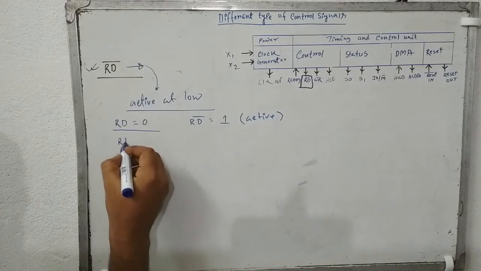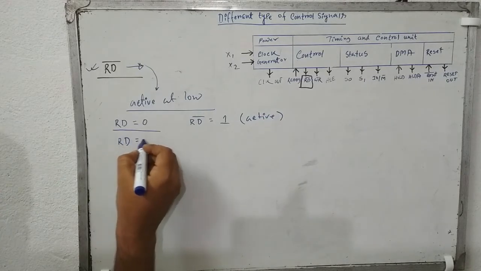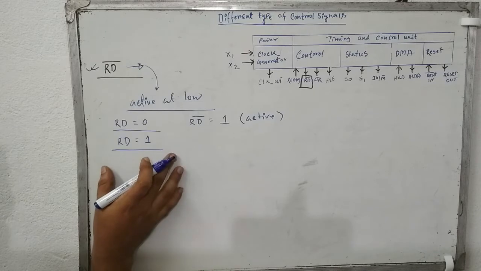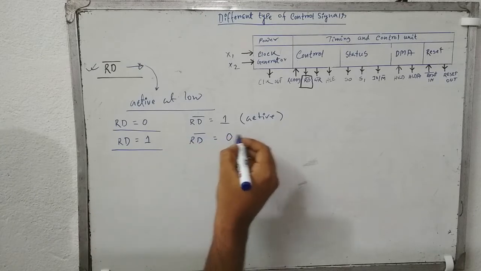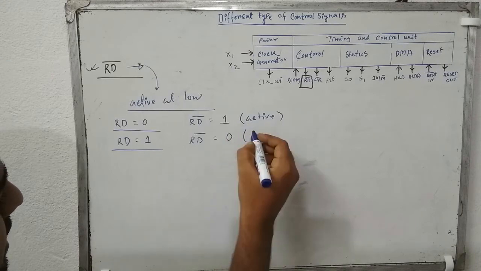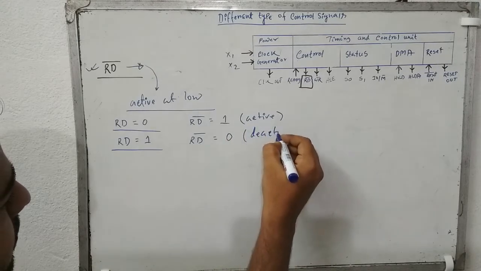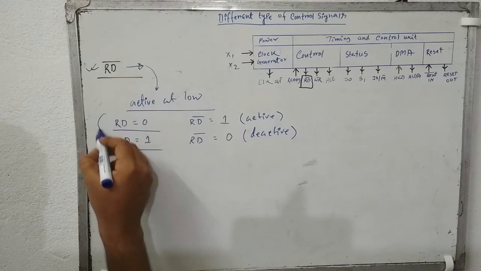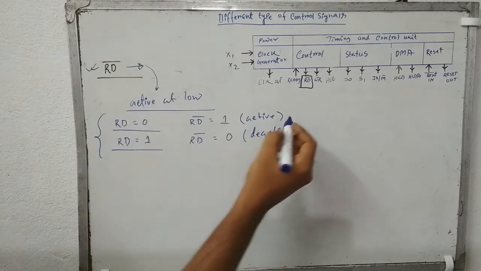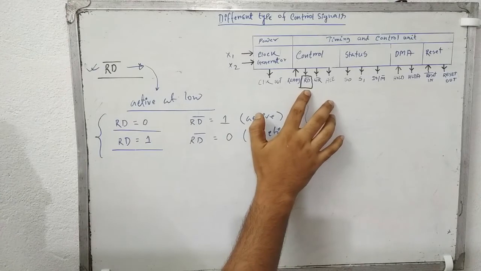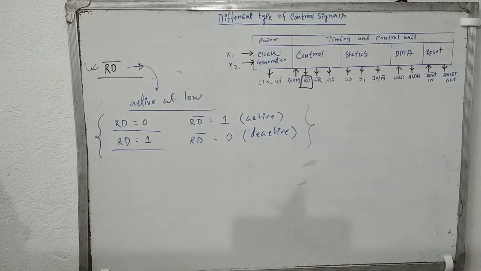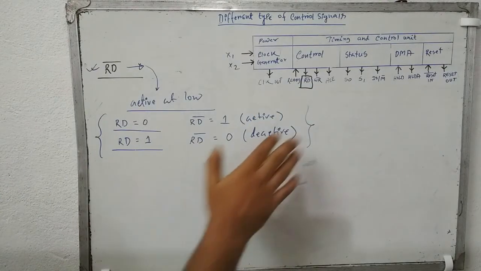If the hardware pin gets 5 volts, the high value, then the read signal will be deactivated. So these were the basic features of the read signal. If we want to activate the read signal, you need to provide a low signal to this read pin.